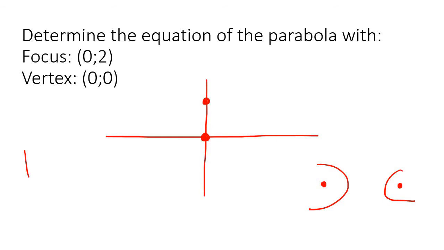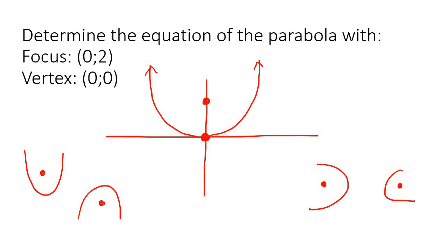If it opens up, then the focus would be on the inside. If it opens down, then the focus would also be on the inside. So if this is the vertex and this is the focus, then it would have to open up. Why? Well, if it opens down, then this doesn't make sense, because then the focus is supposed to be here, which is on the inside. So it has to open up so that the focus is on the inside of the graph.